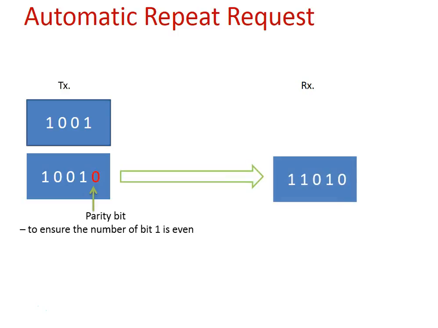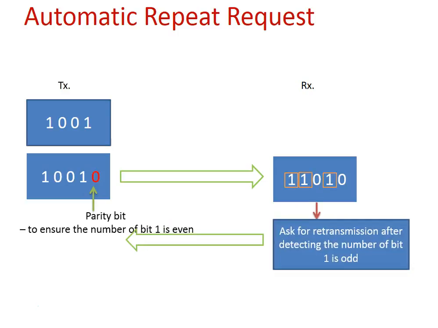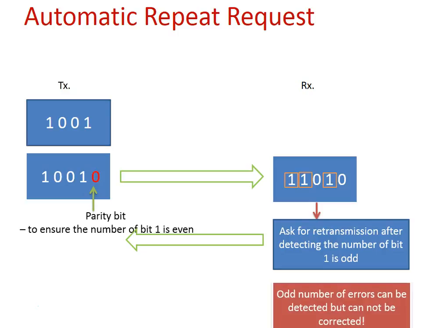If the signal is received at the receiver containing an odd number of errors, then the number of bit 1 will be detected as odd. As we can see in this example, we have 3 bit 1s, which is odd. So in this case, the receiver will ask for retransmission as it detects the errors. So what we can see from this approach is only an odd number of errors can be detected but cannot be corrected.